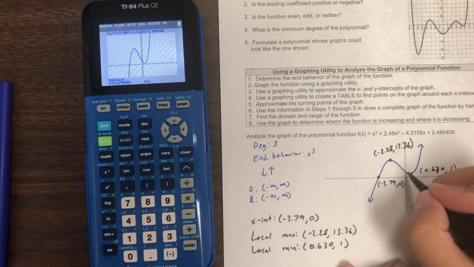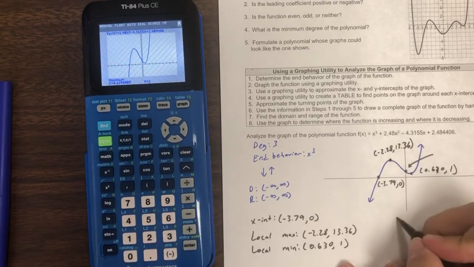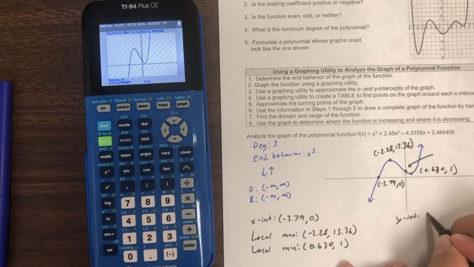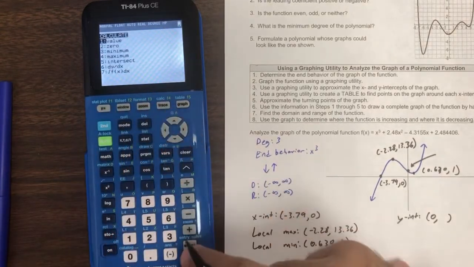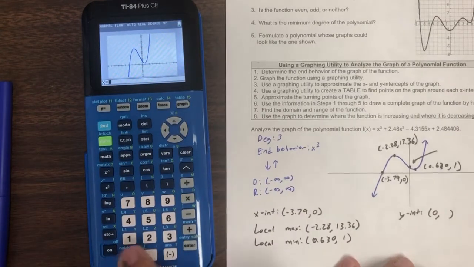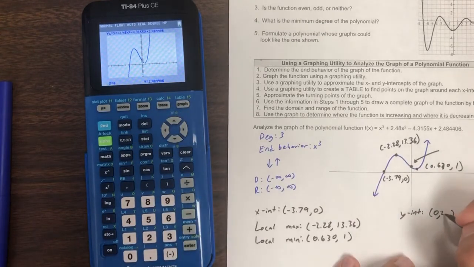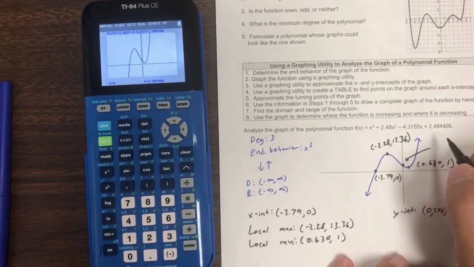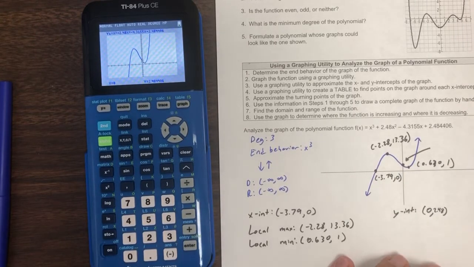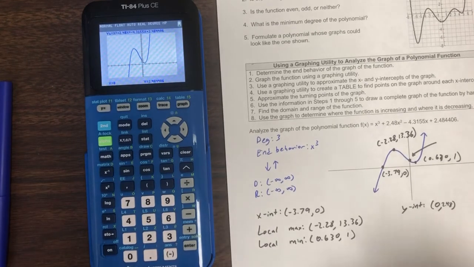To find my y-intercept, right, this value right here. Well, my y-intercept happens when x is 0. So if I have an x value, I can go second calc again, and choose value. Press enter, and I plug in what that x value is, which is 0 here, and it gives me the y-intercept of 2.48. All right. I could also know that it is always my last value, that constant value, in standard form of a polynomial. So there's my y-intercept.